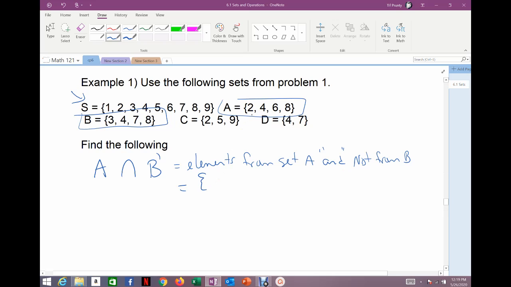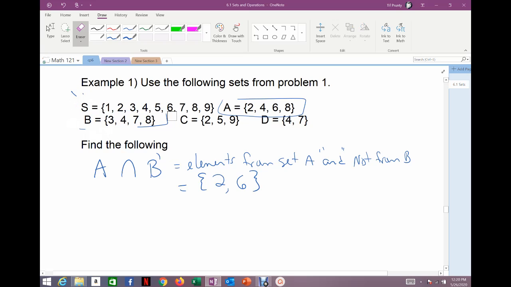Basically I just take any number that's in A that's not showing up in B. So 2 is in A and it's not in B. 4 is in B, so I don't include 4. 6 is in A and not in B. 8 does show up, and so I don't include 8. So 2 and 6 are the answer, the elements in set A and not in set B.